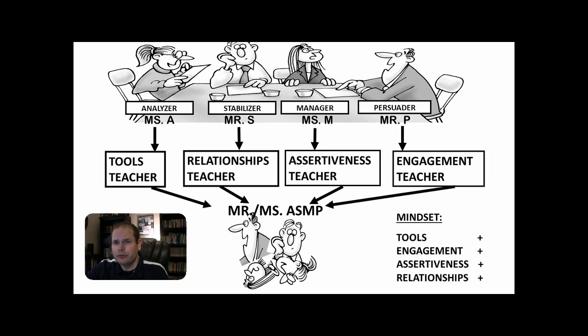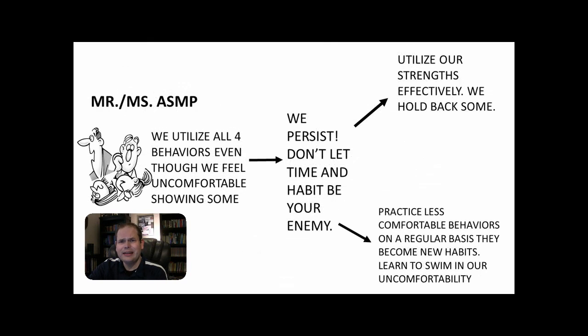So just a quick review from last time. We had the analyzer teacher, the stabilizer teacher, the manager teacher, and the persuader teacher. That corresponds to tools, relationships, assertiveness, and engagement. And we need to be comfortable rotating our iceberg and rotating our behaviors so that we can be all 4 of those teachers. You can't be all 4 at once, but you've got to know which behavior to show at which time in a classroom.